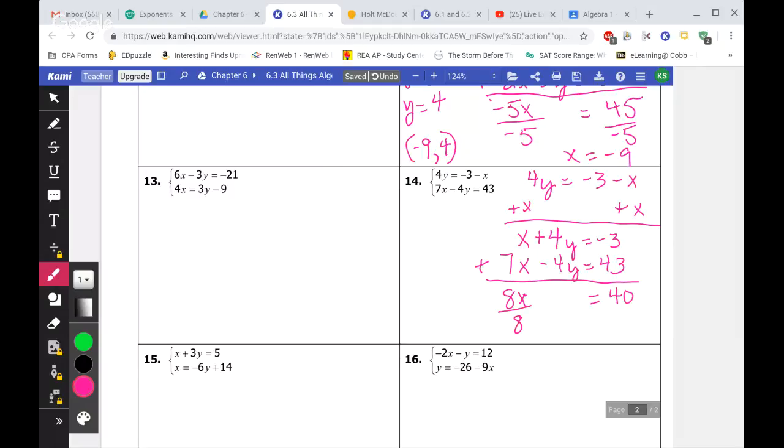Divide both sides by 8, and I get x equals 5. Then I'll take that x value of 5 and substitute it back into one of the two equations. Once again, it doesn't matter which one. Just always be cautious when you're plugging things back in to watch your signs.